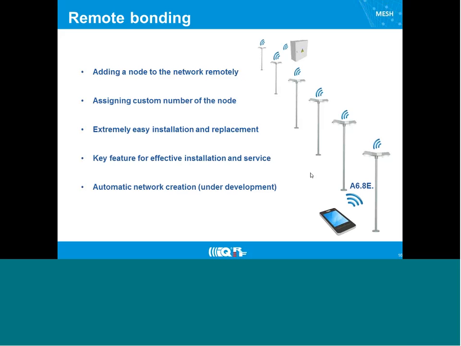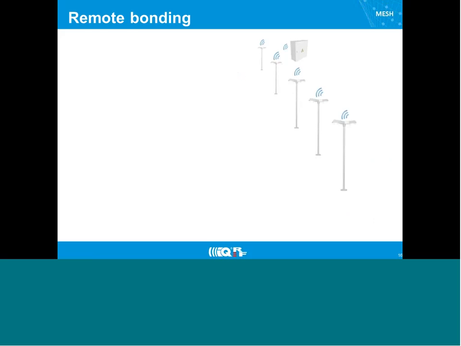This function is, by the way, also very important for security reasons. If, for example, your coordinator gets broken, you can very easily replace this coordinator with any other module, run the automatic network creation again, and then you have the network under your control again. So this is remote bonding.